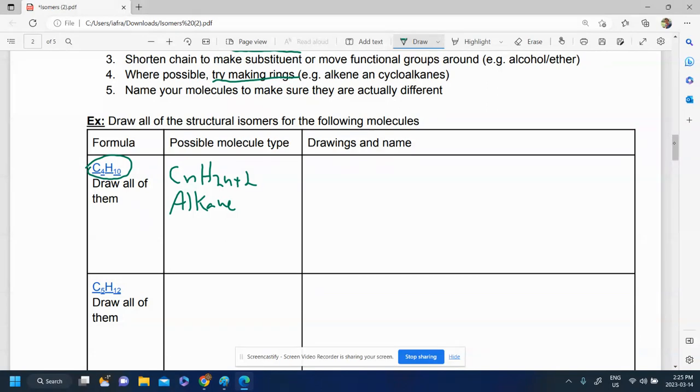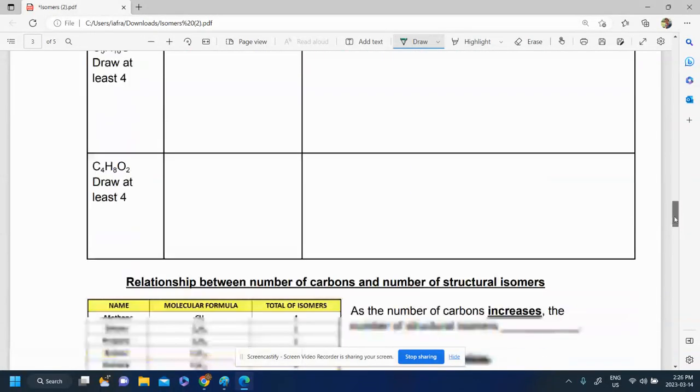So what I'm going to do is I'm going to start off by drawing the most simple one, which is the chain with just 4 carbons in it. So 1, 2, 3, 4. So we've drawn butane. And then I'm going to draw for my next one a 3-carbon chain, but I'm going to put one of the carbons and its hydrogens as a substituent. So I'll get 1, 2, 3 there, and then this here. So I have 2-methyl propane. And it looks like that's all I can draw for C4H10.